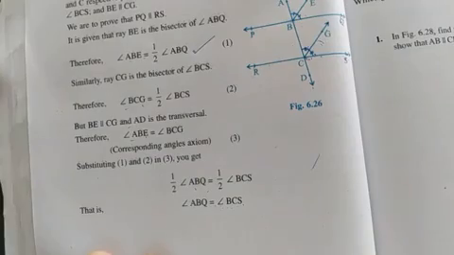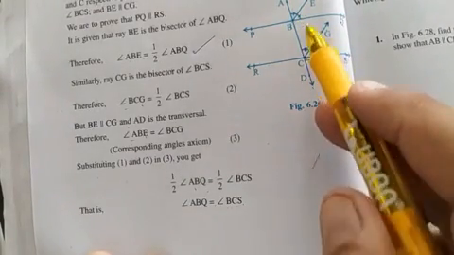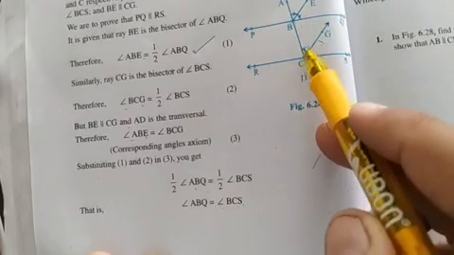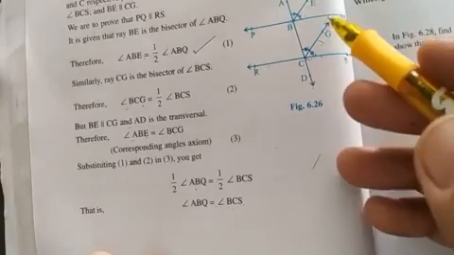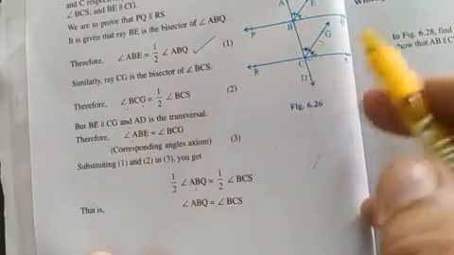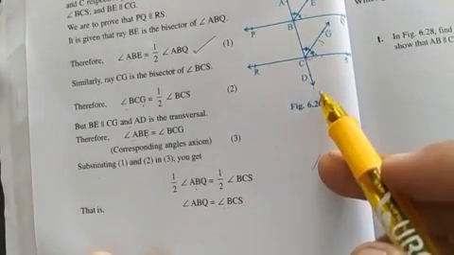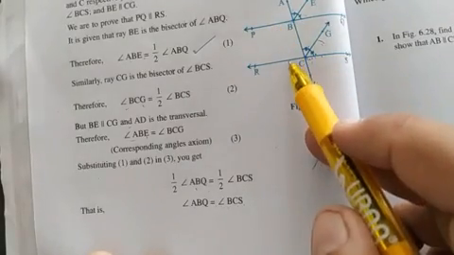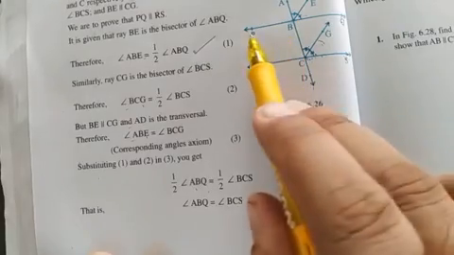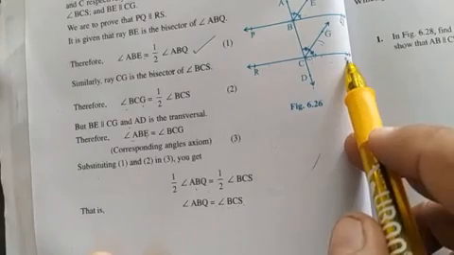Okay, if this angle is equal to this angle, and we know that these two angles are corresponding angles, the converse axiom also exists here. What is the converse axiom? If a transversal intersects two lines and the corresponding angles are equal, then the pair of lines are parallel. It means PQ is parallel to RS.